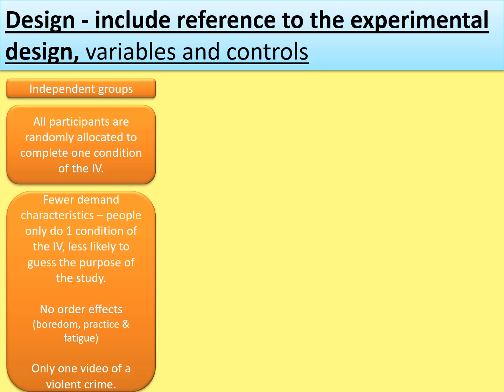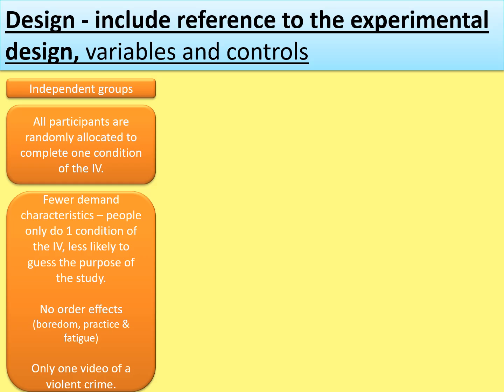Now, with independent groups design, there are fewer demand characteristics because people only do one condition of the IV, so they are less likely to guess the purpose of the study. Another good thing about independent groups is, like a justification, there are no order effects of boredom, practice or fatigue that you get with the repeated measures, because they're only doing one condition of the IV. They're less likely to get bored or practice their memory or get tired.